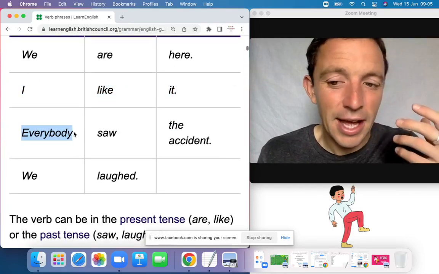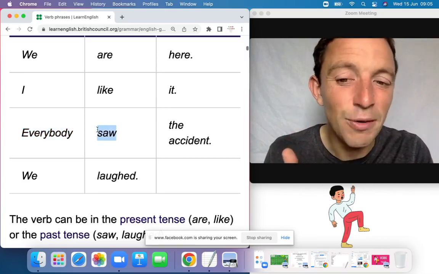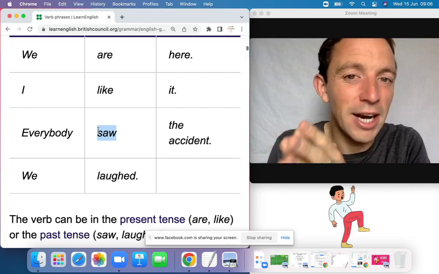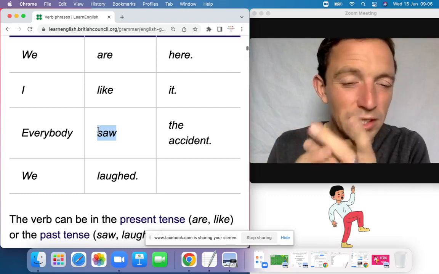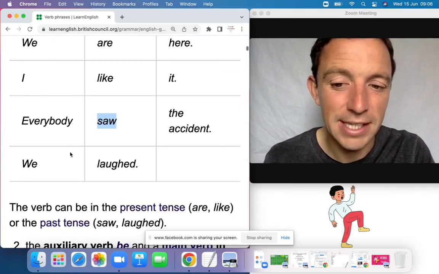Everybody. Everybody is the subject. The verb is to see. In the past, it's irregular. So this is the main verb, but it is irregular in this particular case. Saw. See, saw. The accident is the object of the sentence.